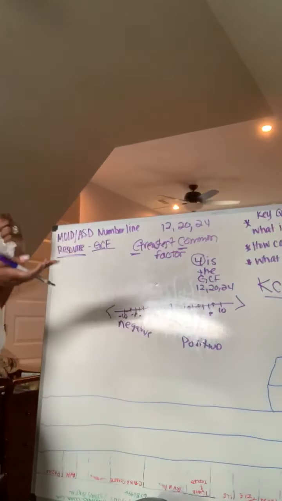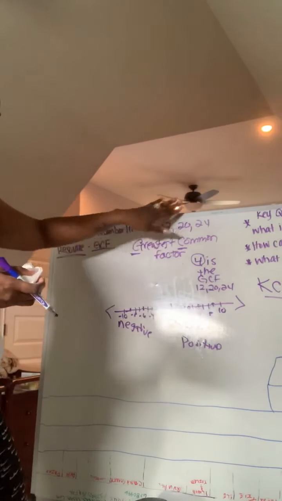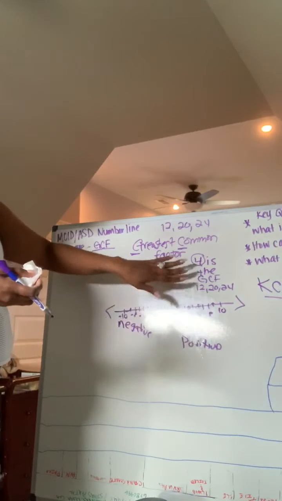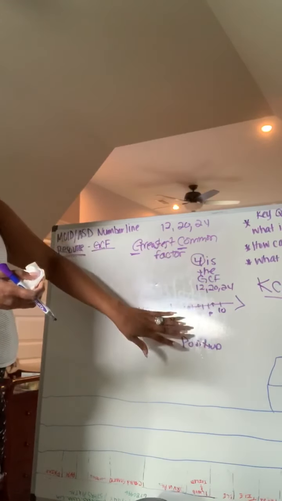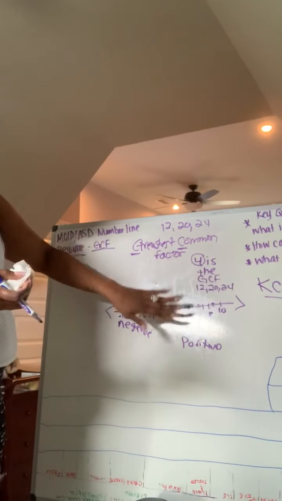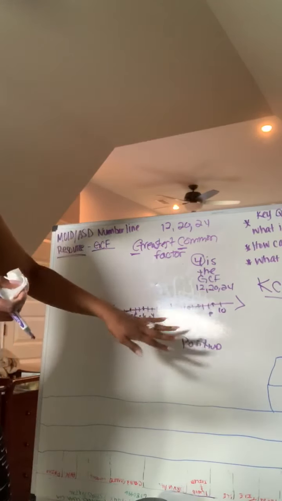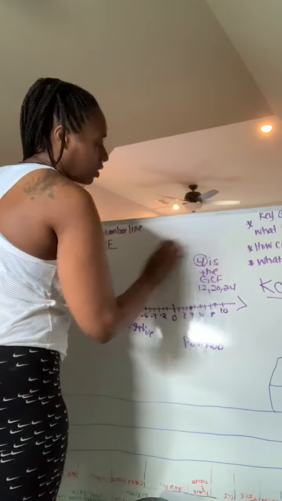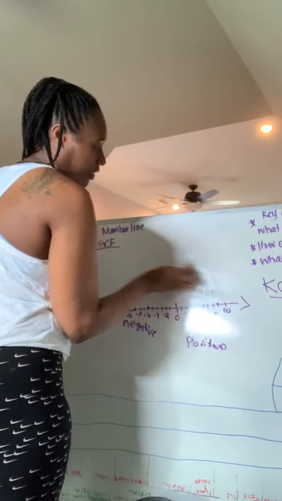So this is how we tie in math into our number line and trying to find out what exactly the numbers are that we get from our GCF and how we can put them on the number line. So let's do another GCF.